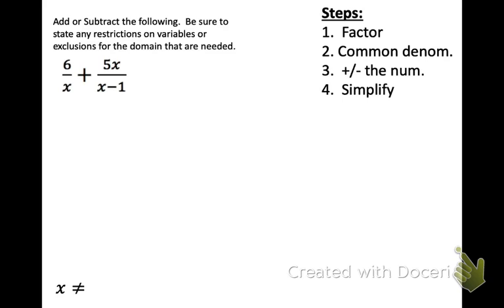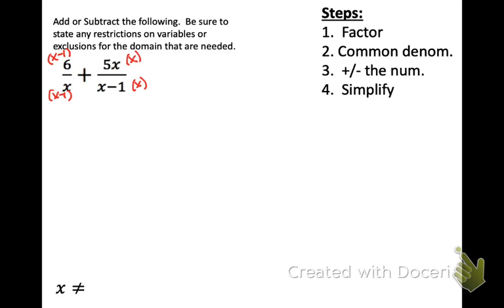So in this case, one of my denominators has just an x, and one of them has an x minus 1. So that's what I'm going to multiply each of those by. So I'm going to multiply this fraction top and bottom by x minus 1 so that I have a factor of x minus 1 in the bottom, and this fraction top and bottom just by x.